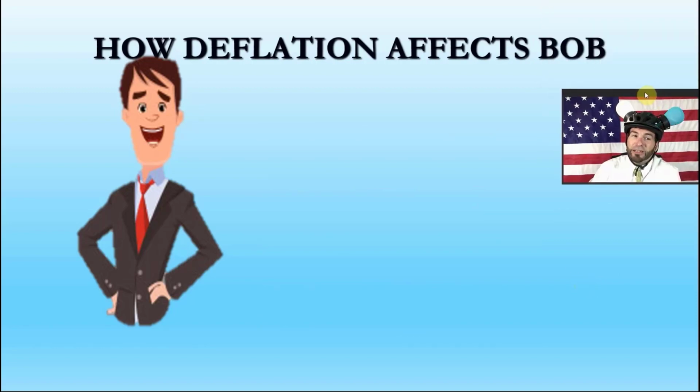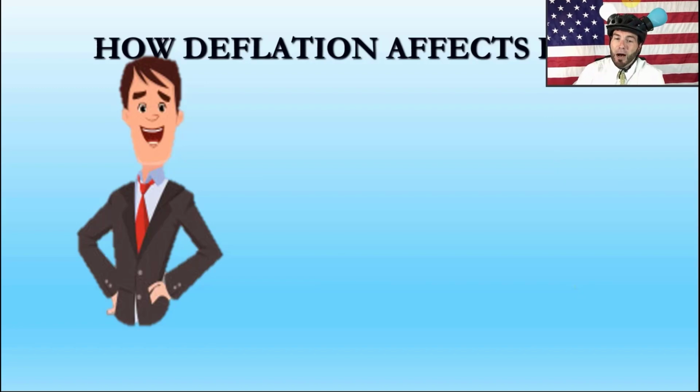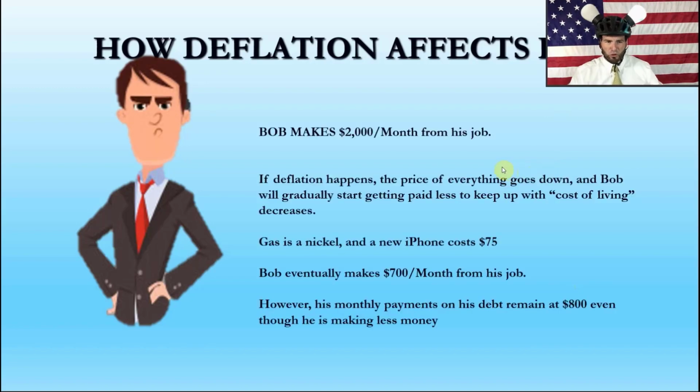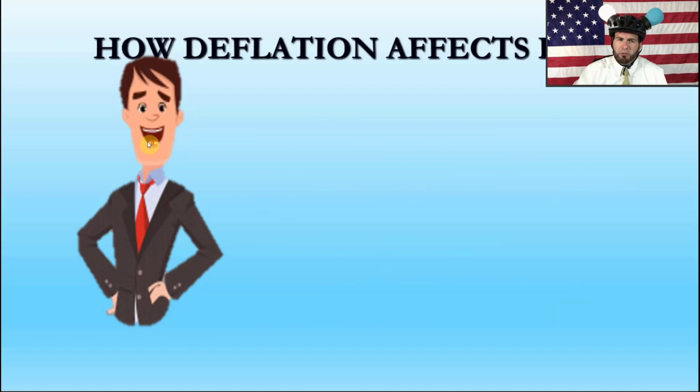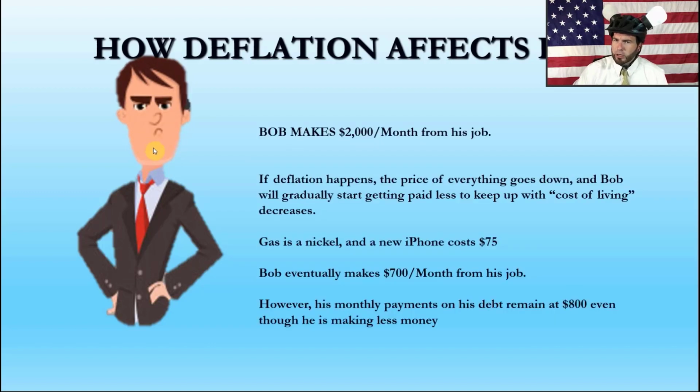This one here says how deflation affects Bob. We'll start out. Bob makes $2,000 a month. You can already see it. Bob is upset. All right. He was happy. Oh yeah, Bob's already getting irritated here. So if deflation happens, the price of everything goes down. All right. Bob will gradually start getting paid less because of the cost of living decreases.